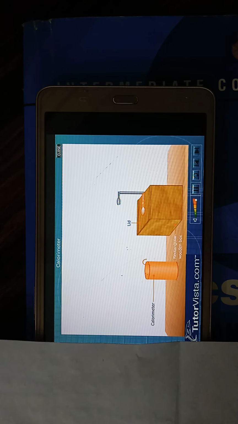The stirrer is used to mix the contents. The thermometer is used to measure the initial and final temperatures of the contents. Wooden box and wooden lid are used as they are good insulators of heat. The space between the calorimeter and wooden box is filled with cotton wool, which is a bad conductor of heat.